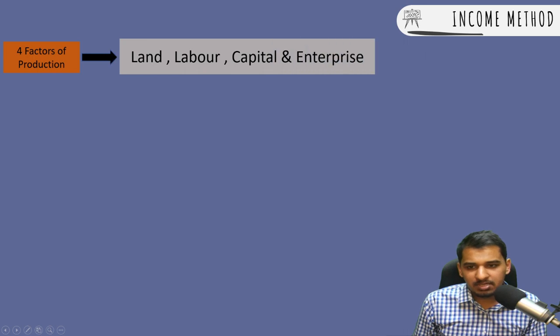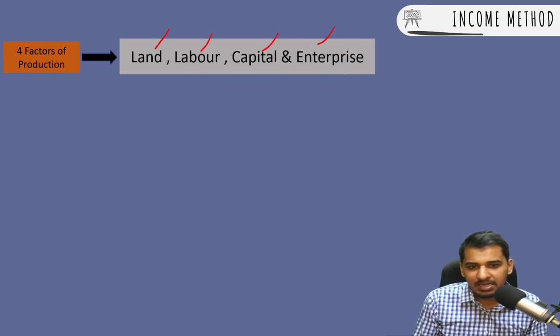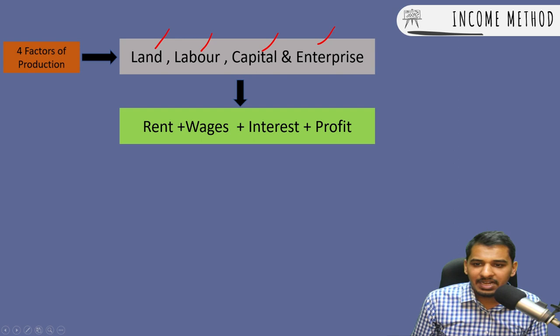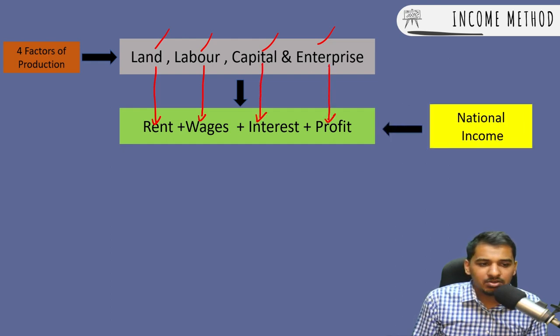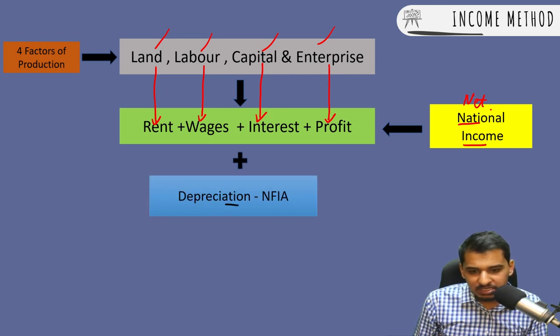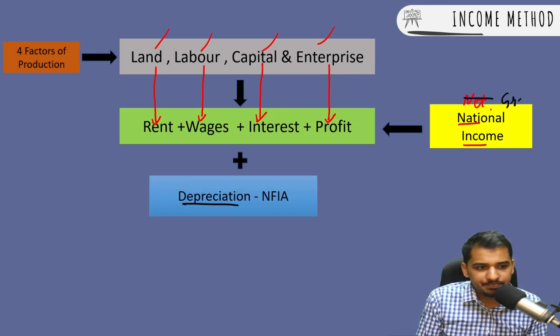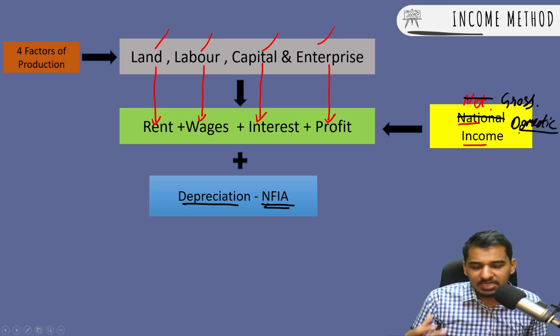So the 4 factors of production we have are land, labor, capital, and enterprise. From this, from land you are getting rent, from labor you are getting wages, from capital you are getting interest, and from enterprise you are getting profit. So this will lead to your national income, or one may say net national income. Now if you add depreciation to it, this net becomes gross. And if you subtract NFIA from this, national becomes domestic.